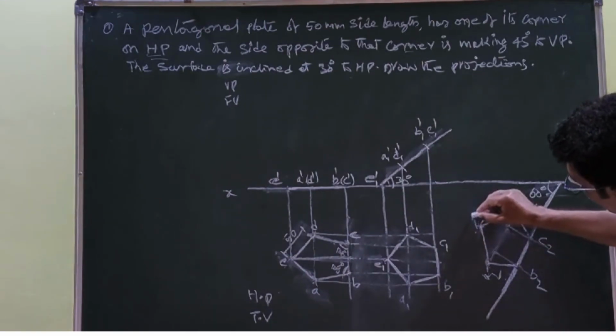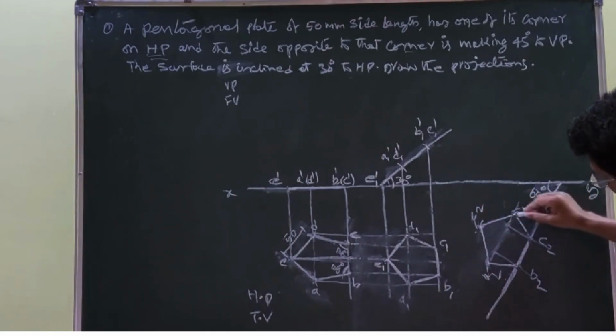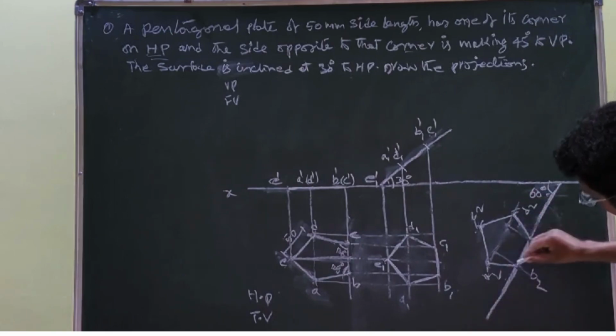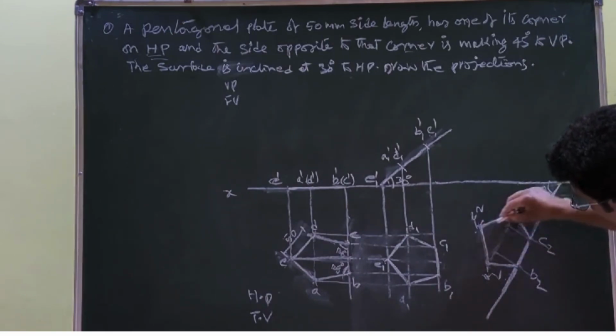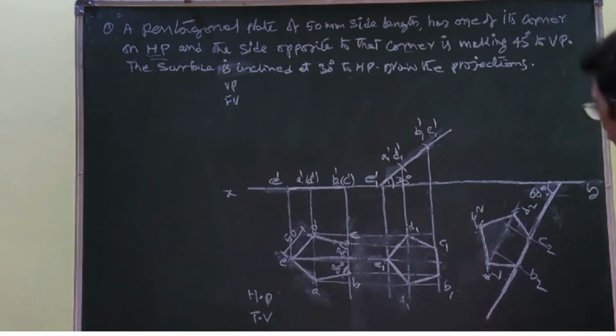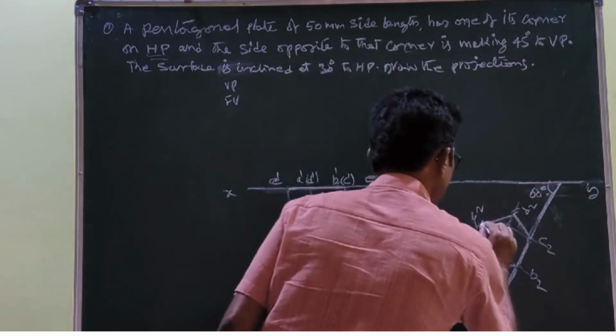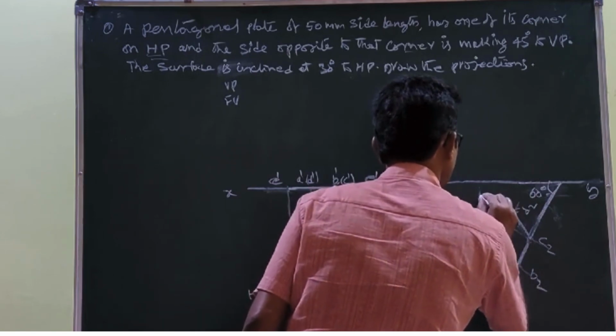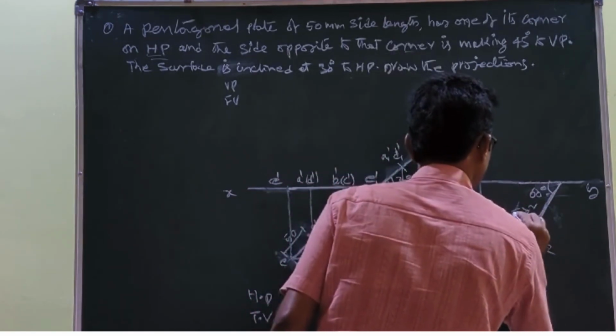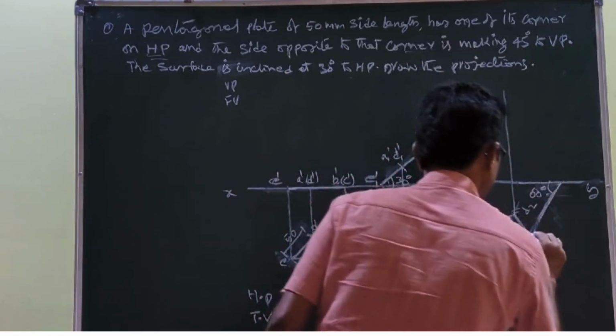This is the E2. We join these points like this. Once you join these points, you draw the projectors again, you draw the projectors like this.